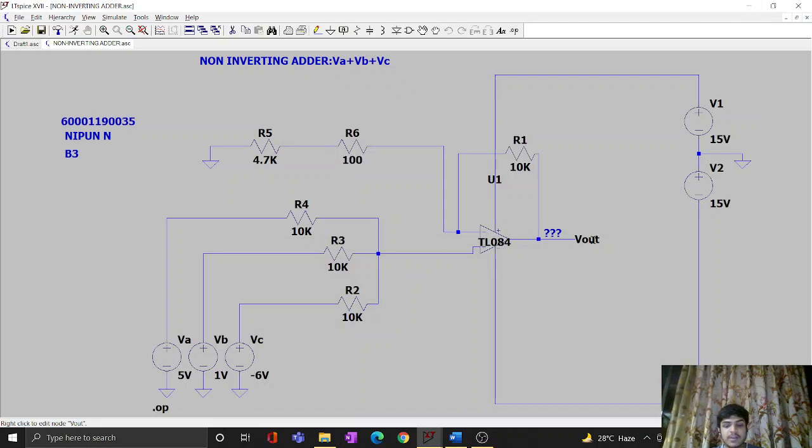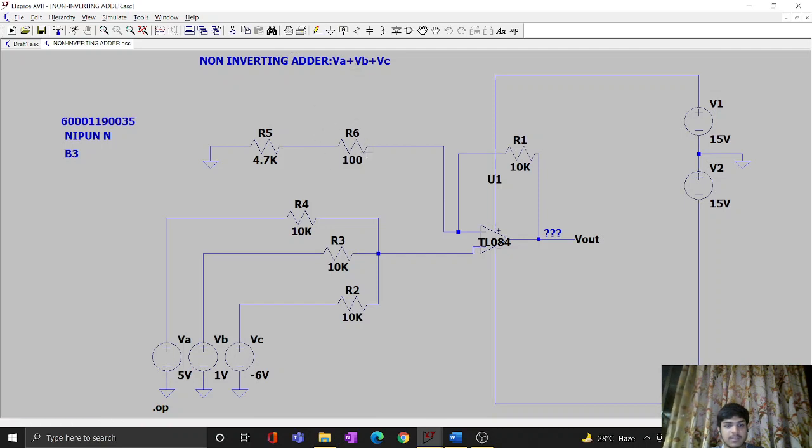Welcome one and all. Today I would like to perform the DLIC experiment number 2. As in the last experiment, DLIC experiment 1, where I performed the inverting and non-inverting amplifiers, in this experiment I would like to underscore the sheer ubiquity of op-amps by showing you how they can be used in other applications, such as non-inverting adders.